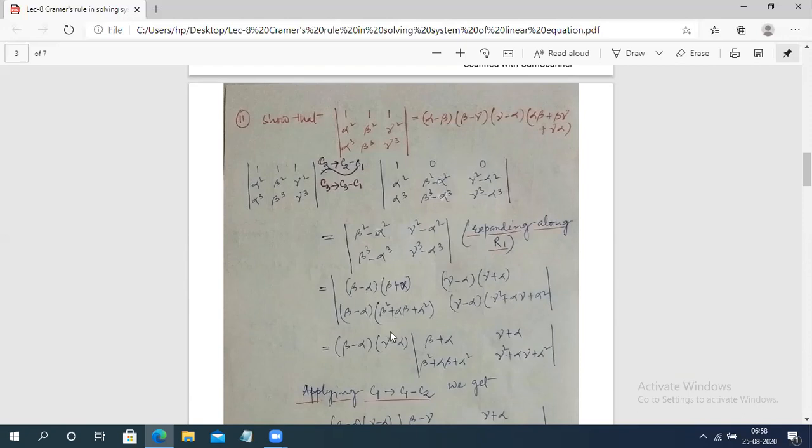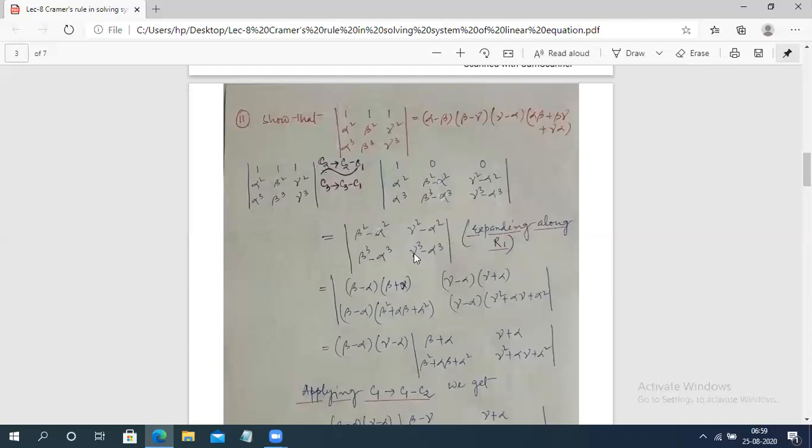Now, by this term, we can see very easily that if we write the formula of beta square minus alpha square, that is the a square minus b square formula, a plus b into a minus b, that is beta plus alpha into beta minus alpha, right? Similarly gamma plus alpha into gamma minus alpha. And then beta cube minus alpha cube can be written using the formula of a cube minus b cube, that is a minus b, that is beta minus alpha, into a square plus ab plus b square, that is beta square plus alpha beta plus alpha square.